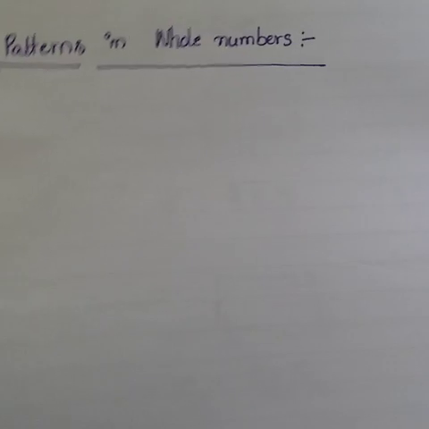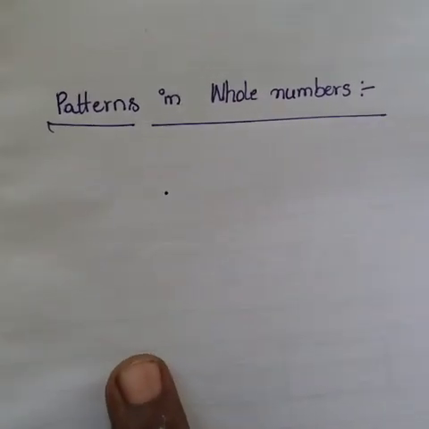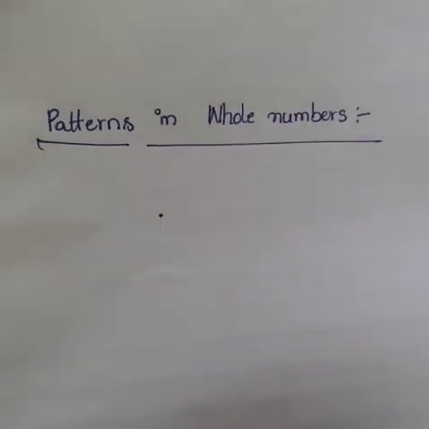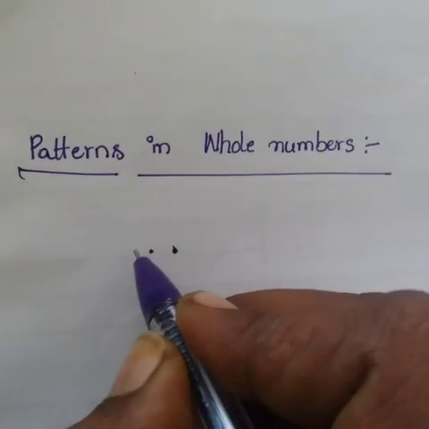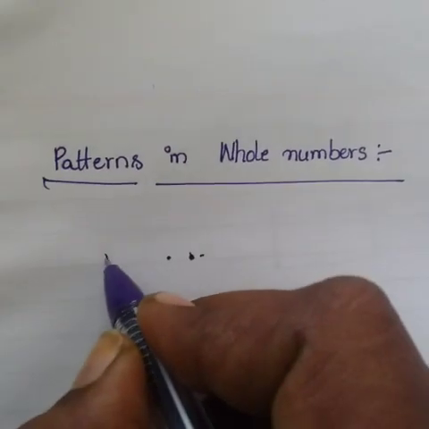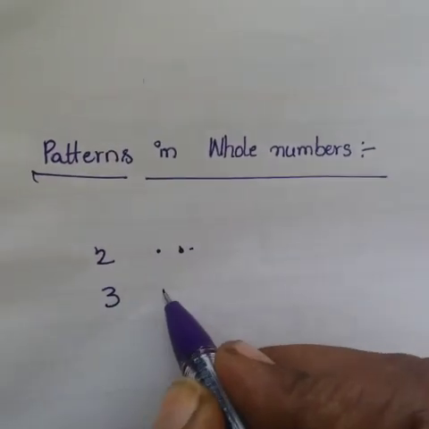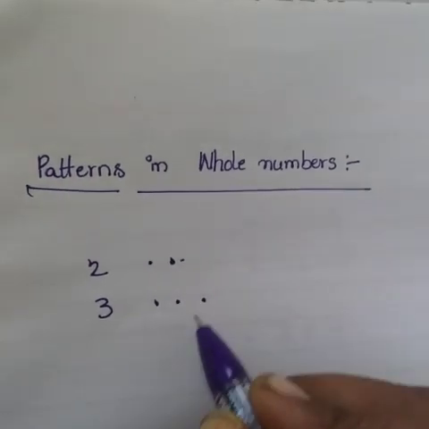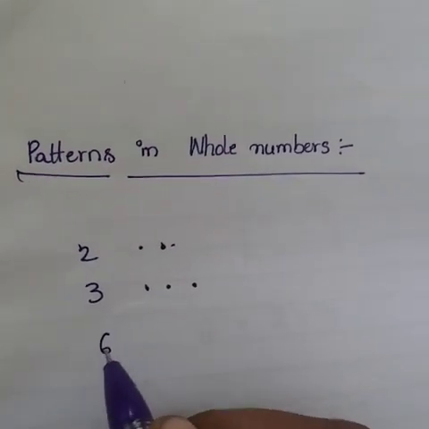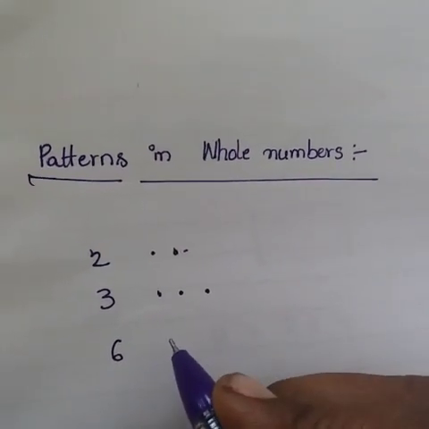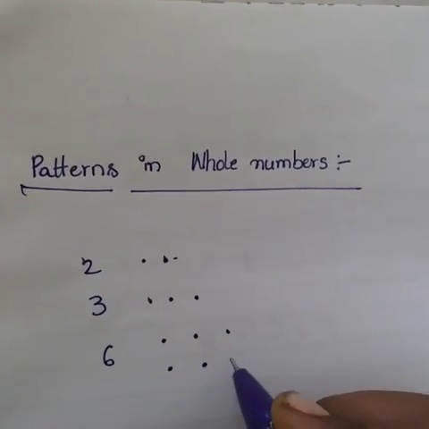In whole numbers, every number can be arranged as a line. The number 2 is shown as 2 dots, a line. Number 3 is also shown like 1, 2, 3. Right? Next, how to show number 6? For suppose 1, 2, 3, 4, 5, 6.